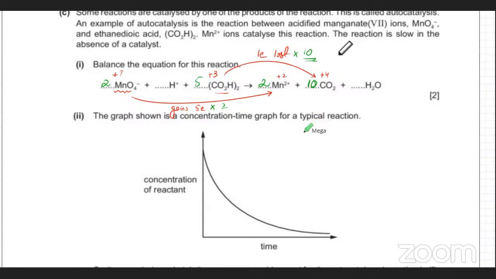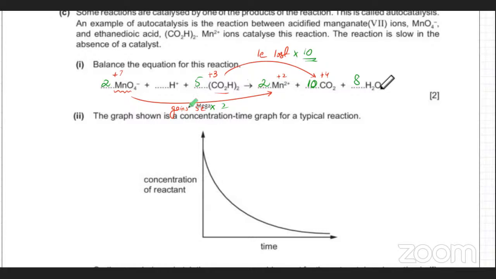The only thing now that's left to do is to balance the oxygens and the hydrogens. So I'm going to go with the oxygens: 8 oxygens plus 20 oxygens, that's 28 oxygens. There should be 8 oxygens, I think, over here. So there are going to be 8 oxygens.